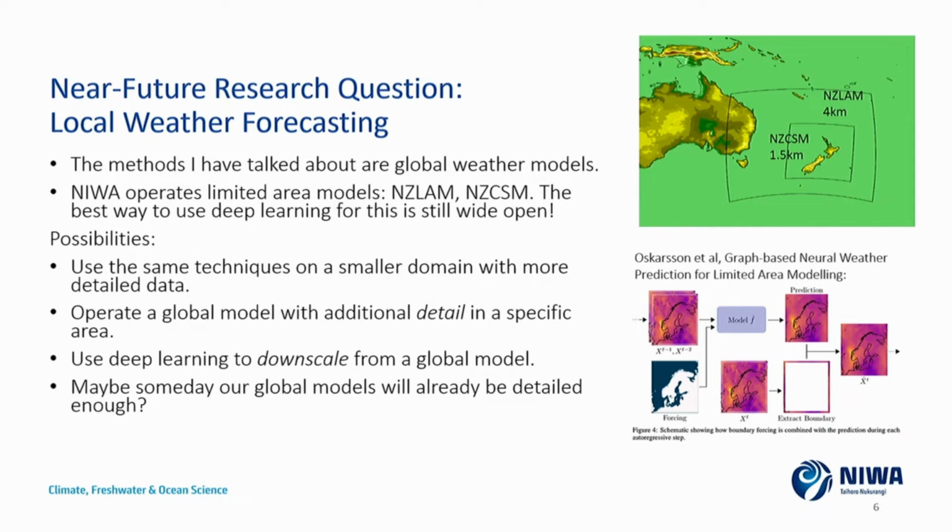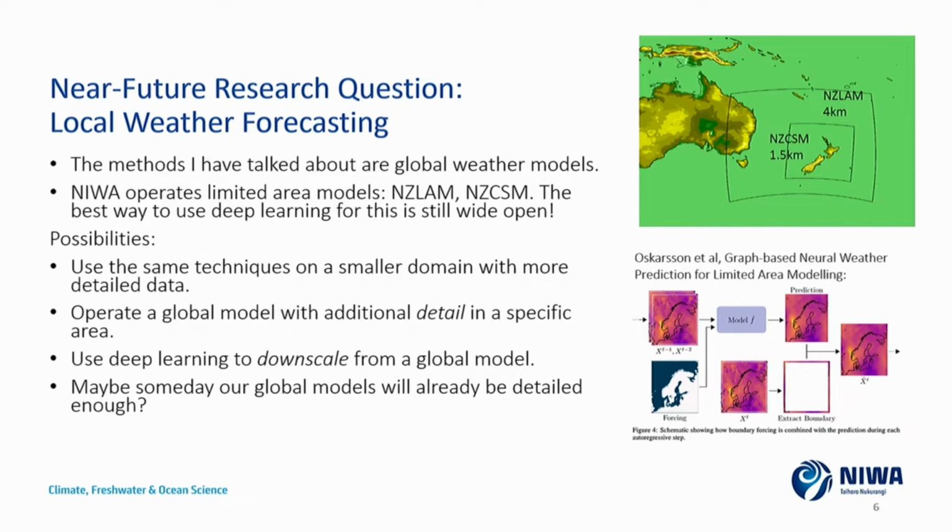But then the question becomes, what does this mean for local weather forecasting? And the answer is we don't know. Global weather, you've got a new paper out every month, and it's doing some hot new thing. There's almost nothing on local area models at the moment. And that's a fascinating research direction, and we don't know where it's going to go.